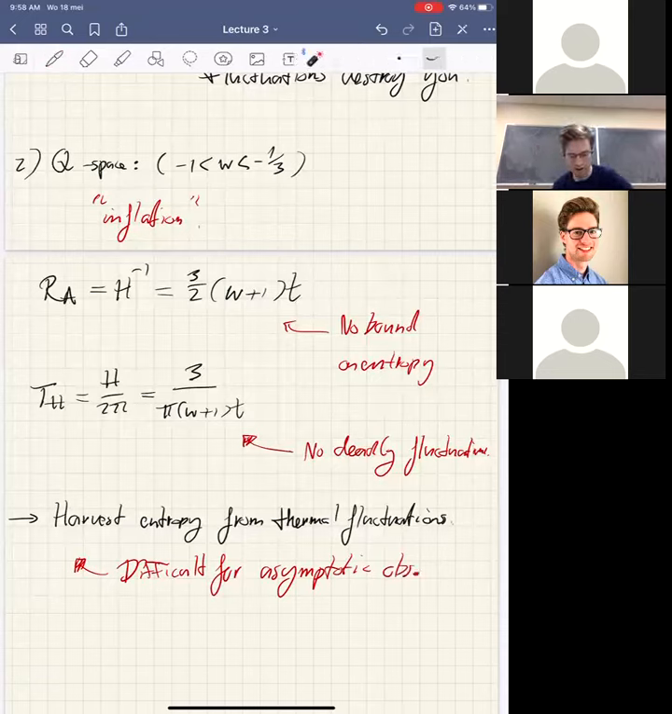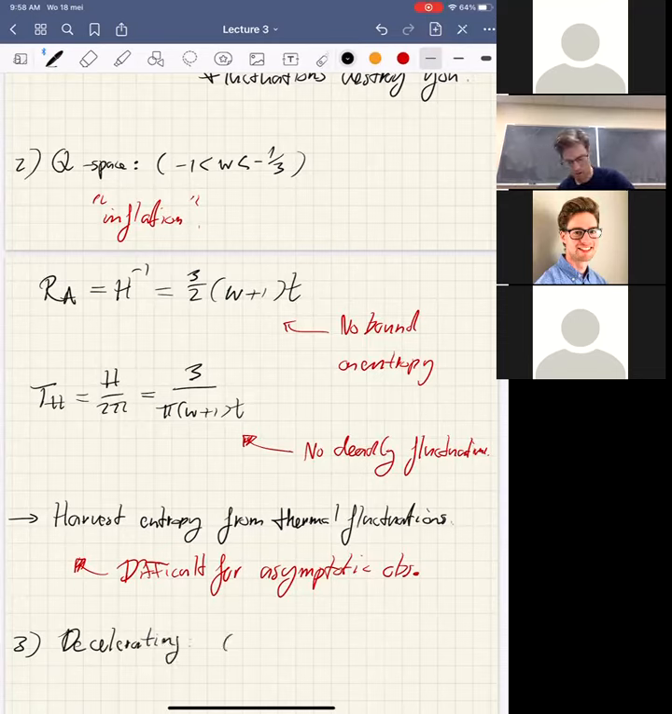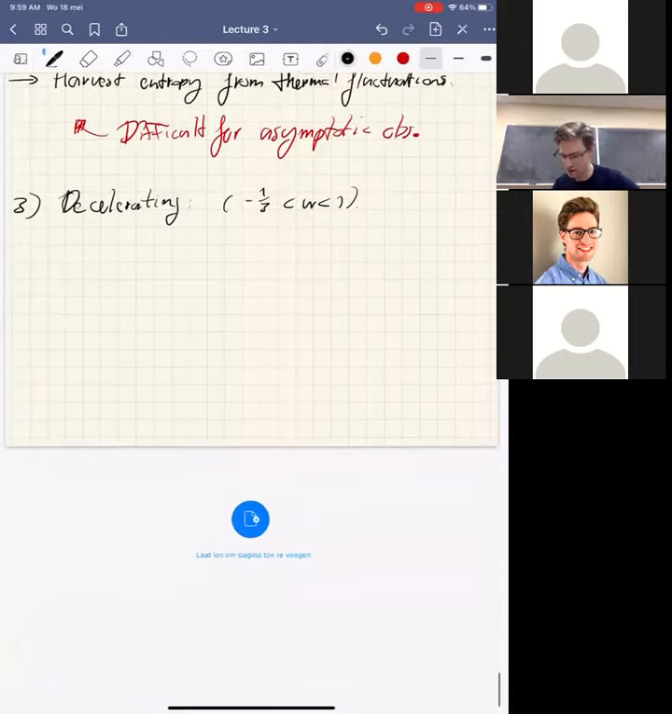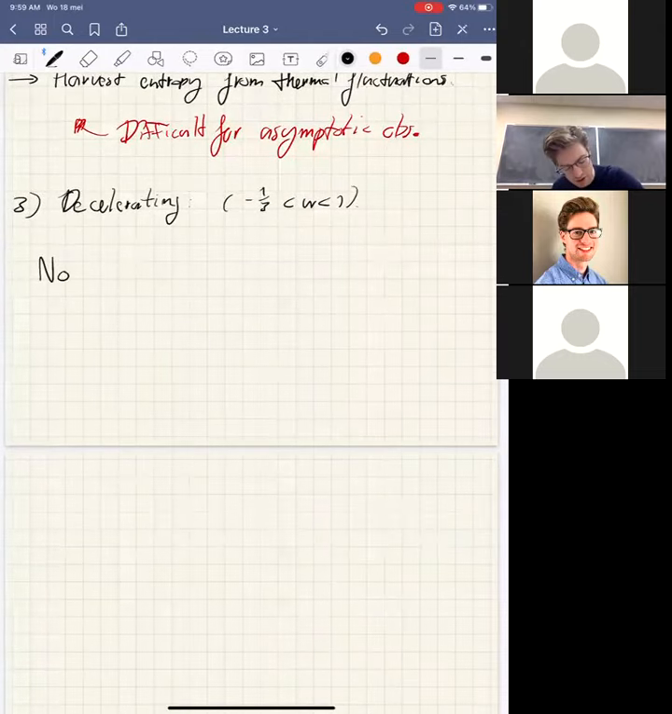Okay, and finally, the situation that we can consider of a cosmological spacetime is a decelerating universe. That would correspond to having an equation of state that looks as follows. That has omega smaller than 1 and bigger than -1/3. So for example, radiation or matter domination in our universe would correspond to a decelerating universe. In this type of spacetime, there's no horizon anymore.